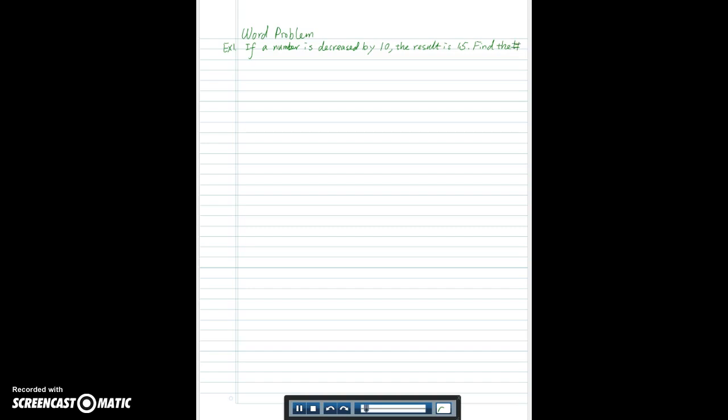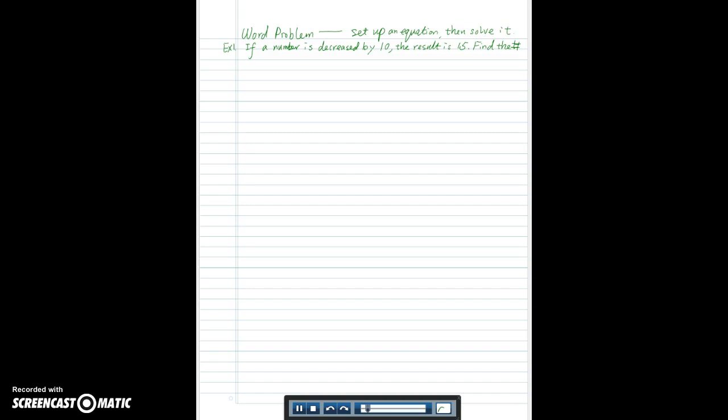So here we're not going to try to figure out if we should do subtraction or addition. What we're going to do is set up an equation with the letter unknown of x or whatever letter you want to use, and then we solve the equation to find the unknown.